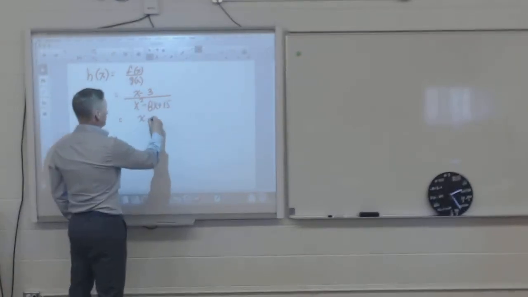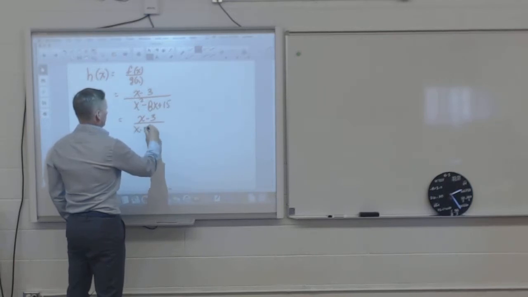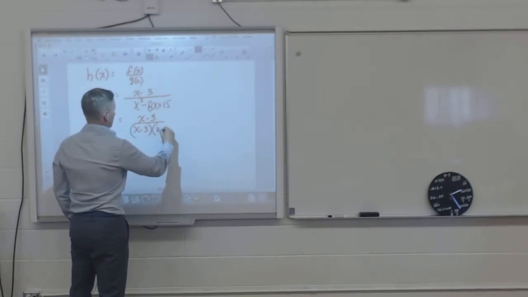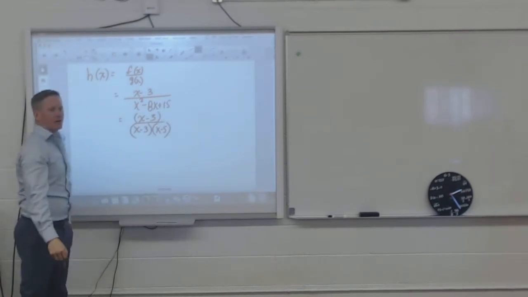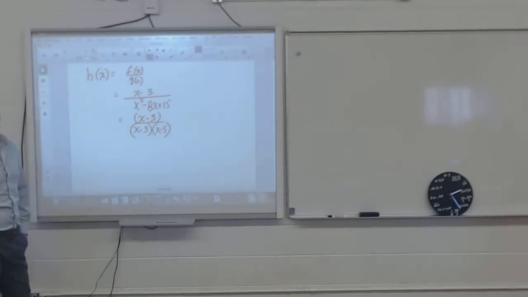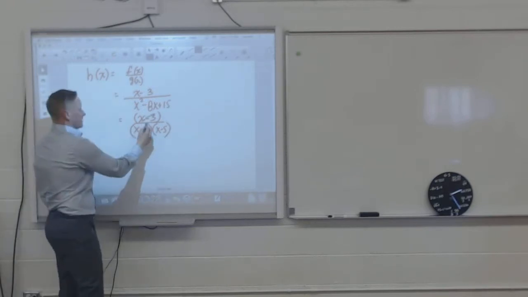Very good. And get that? I have a factor on top and a factor on the bottom, which means what? Yeah, but what does that tell me I have? Yeah, I have a point of discontinuity at x equals 3, right?